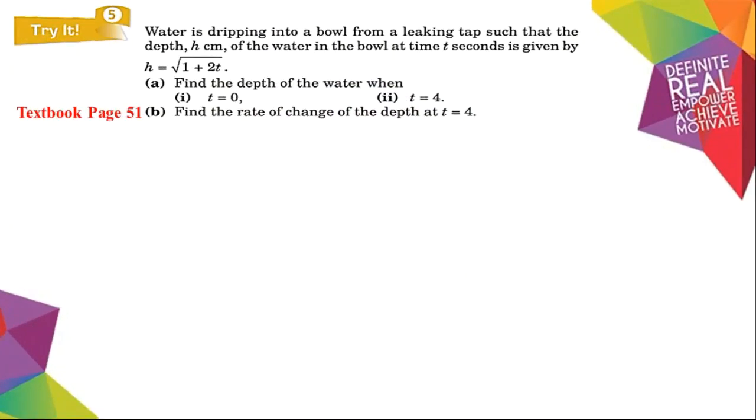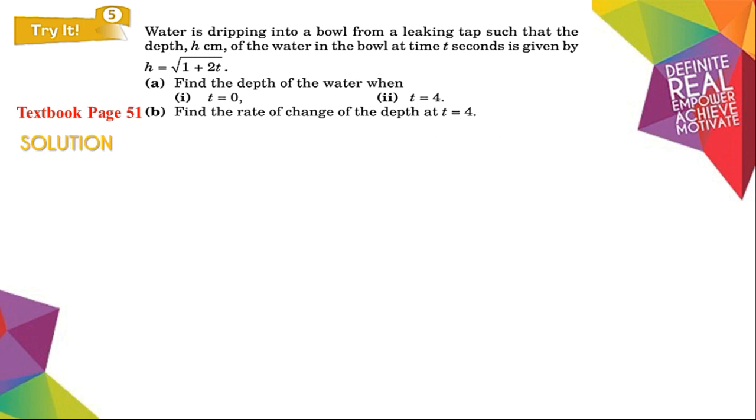Let's see an example from your textbook. Water is dripping into a bowl from a leaking tap such that the depth h cm of the water in the bowl at time t seconds is given by h equals the square root of 1 plus 2t. For question part A, find the depth of the water when t equals 0 and t equals 4. For question part B, find the rate of change of the depth at t equals 4.